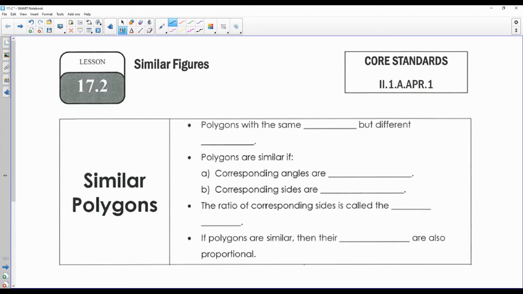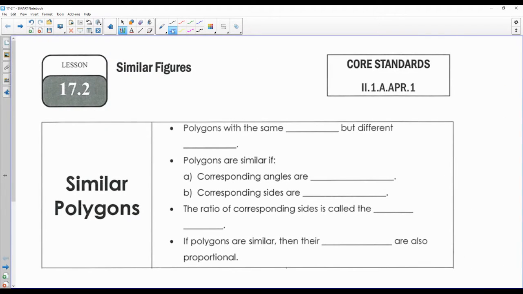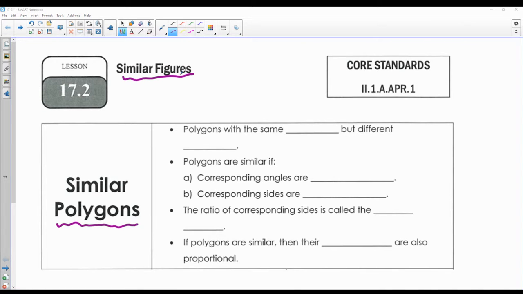Hi guys, we're in lesson 17.2. This one is all about similar figures. But basically similar polygons. Polygons just means any size of figures, I guess it would be. We're going to specifically be talking about triangles later on, but we're going to start off with just general shapes right here.